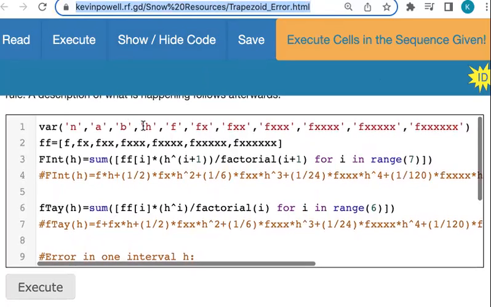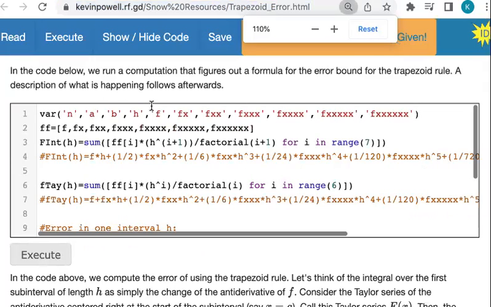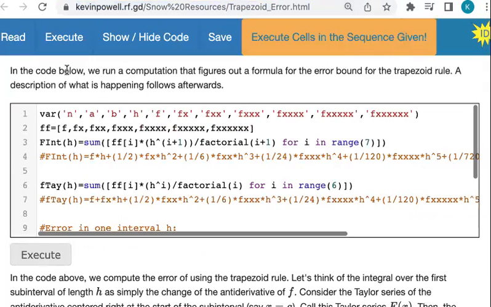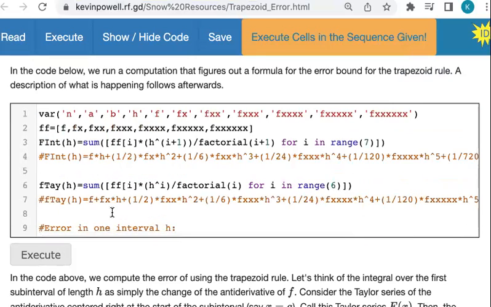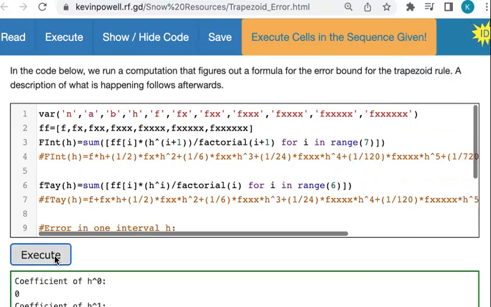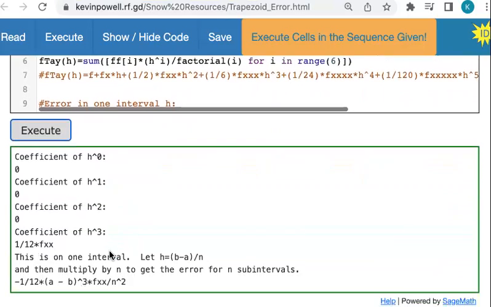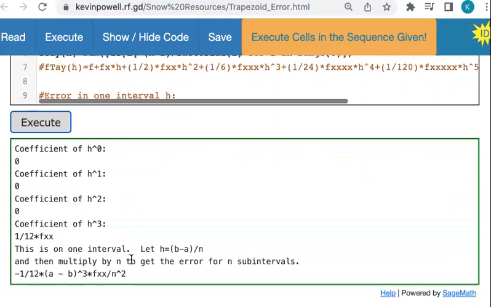So looking at this, in the code below, we run a computation that figures out a formula for the error bound for the trapezoid rule. So let's first start with the trapezoid rule, and I'm going to explain where this rule comes from and what it is. First, I'm just going to push this button and let's see what it outputs. Wow, what does all that mean? And then you see this thing right here.